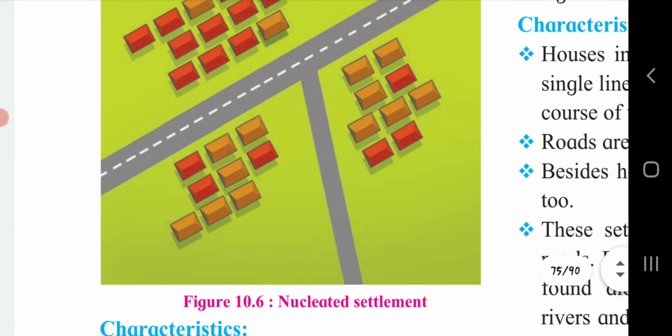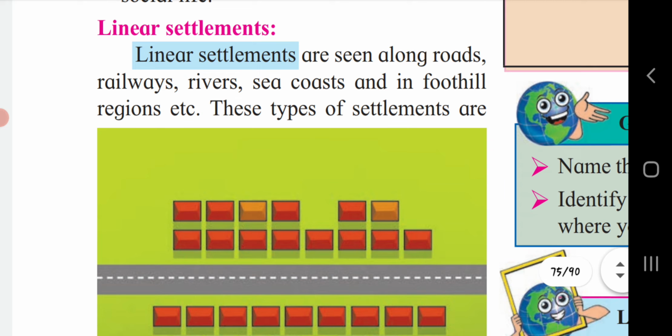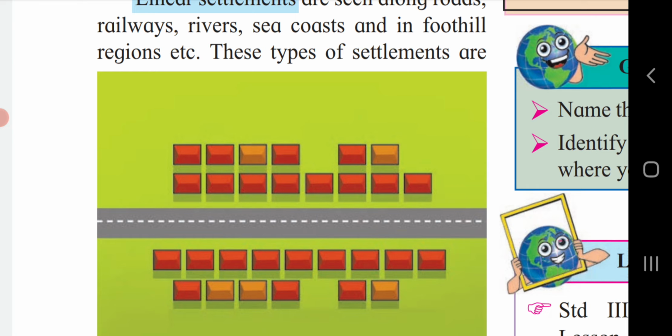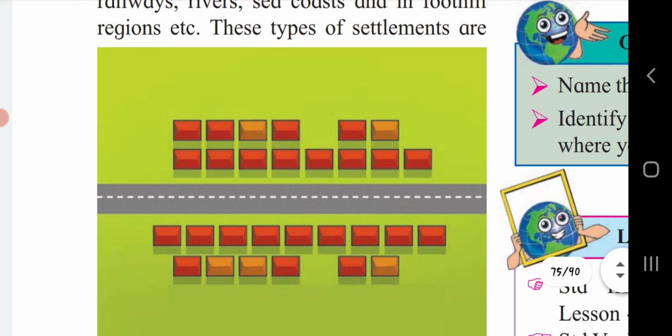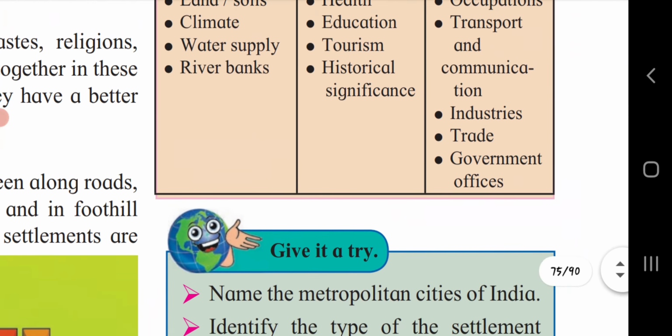So this is the nucleated settlement, which I just explained to you. You can read the characteristics of nucleated settlement from the textbook. Linear settlement: these settlements spread along roads, railways, rivers, sea coast and in foothill regions in a straight line pattern. And as the settlement grows, multiple lines of houses emerge. The roads in these settlements are parallel to each other and the shops are also found here. So this type of diagram is given for the linear settlement.